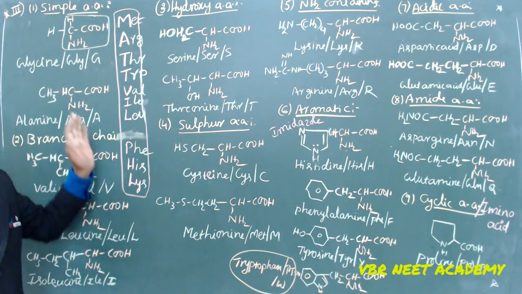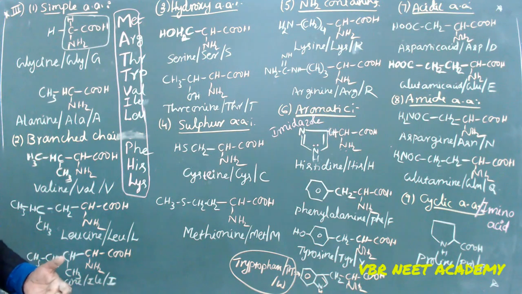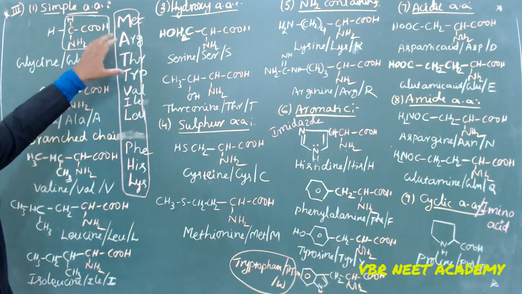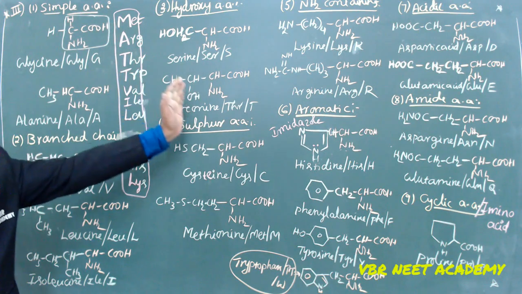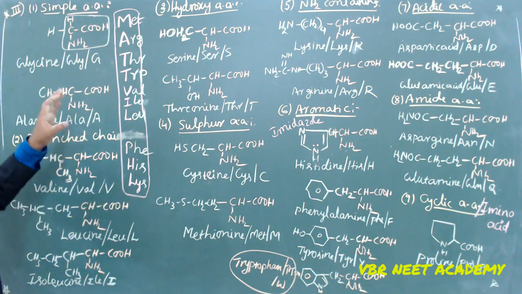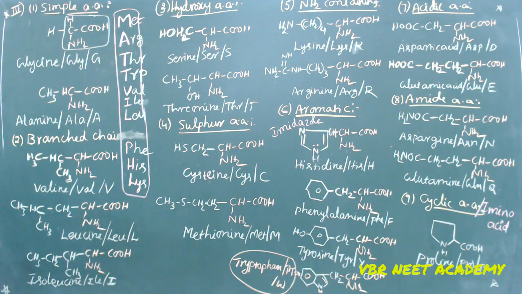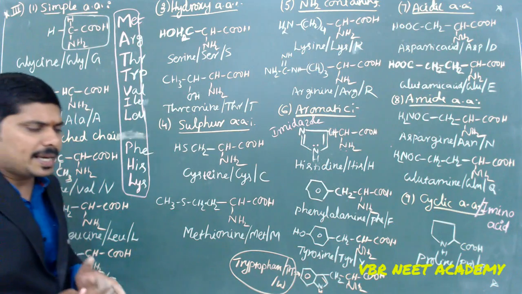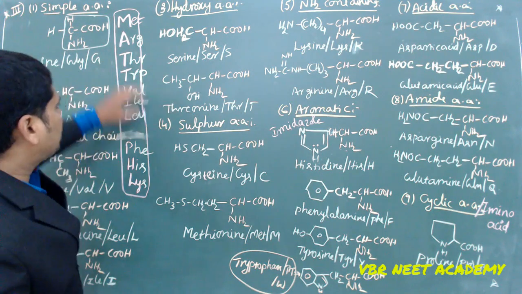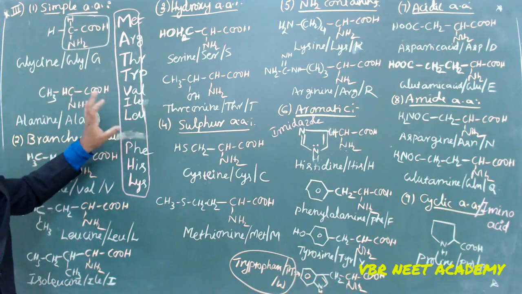Other than these 10 amino acids, the remaining 10 amino acids come under non-essential. Essential amino acids are those which have to be supplied through diet. The other 10 amino acids need not be supplied through diet. That is what we can say from this classification, essential and non-essential. This is how we can remember these amino acids.